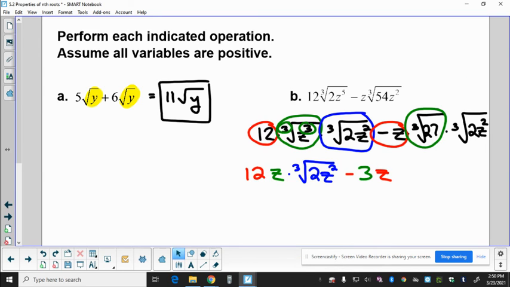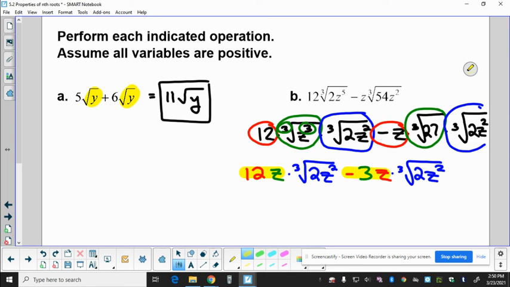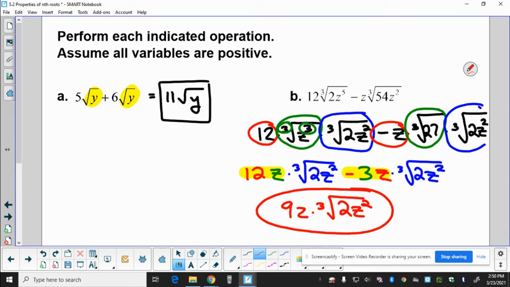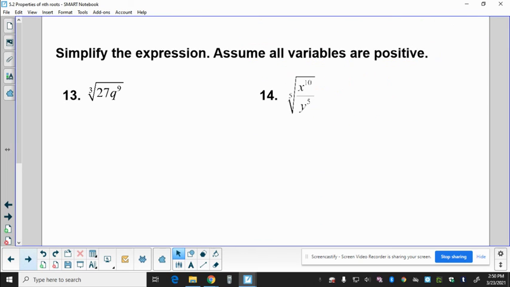And then finally, look at this. I've got the same term there, times the cube root of 2z squared. So I actually have two terms that are identical, and I can now just subtract that. 12z minus 3z is 9z times the cube root of 2z squared. So it's all about creating like terms. Okay, let's do a little bit more work on this and see what we've learned.